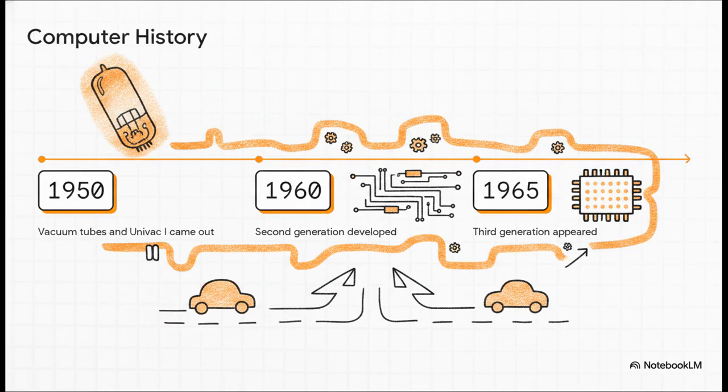Take the history of computers, for instance. 1950, the first generation with vacuum tubes comes out. 1960, the second generation is developed. 1965, the third generation appears. When you're organizing chronologically, events absolutely must be discussed strictly in the order they occurred in time. You wouldn't talk about 1965, abruptly jump back to 1950, and then skip up to 1960. That would cause a massive temporal traffic jam for your reader.